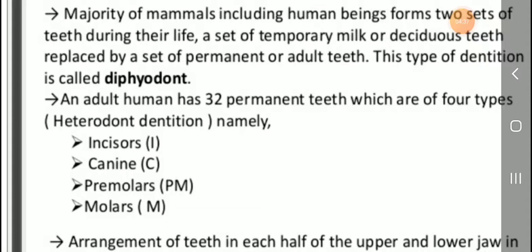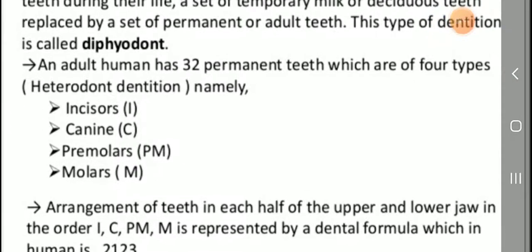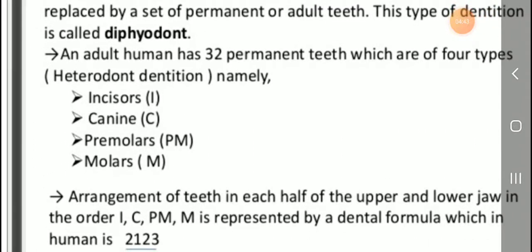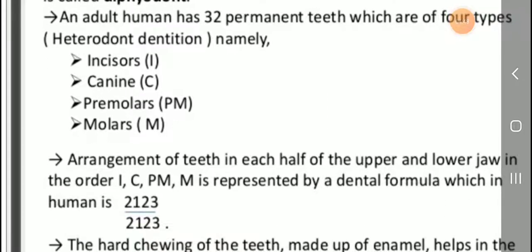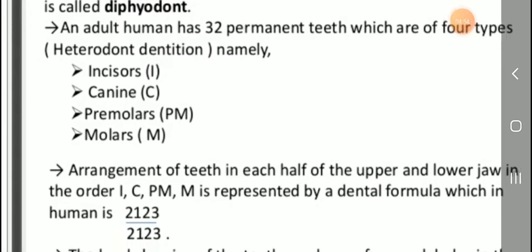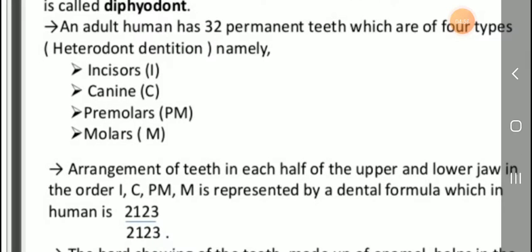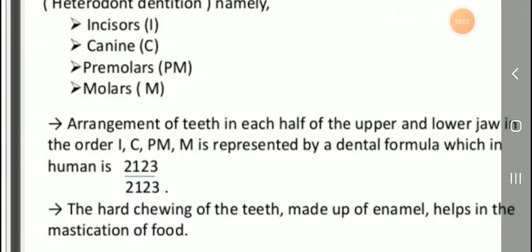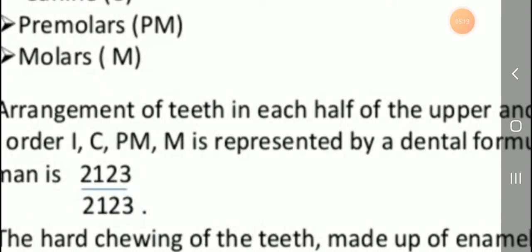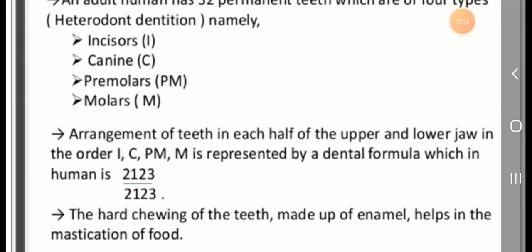An adult human has 32 permanent teeth, which are of four types, namely incisors, canines, premolars, and molars. What are the four types of teeth, students? Incisors, canines, premolars, and molars. Okay. The arrangement of teeth in each half of the upper and lower jaw is in the order incisors, canines, premolars, molars. That is ICPM, represented by the dental formula.